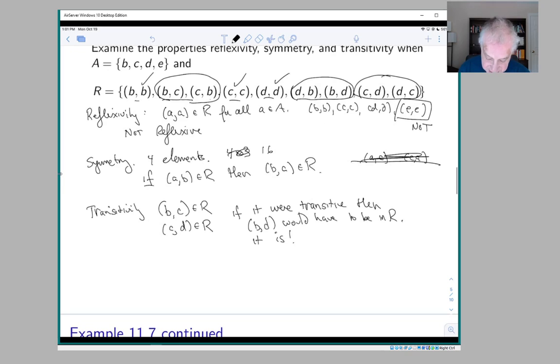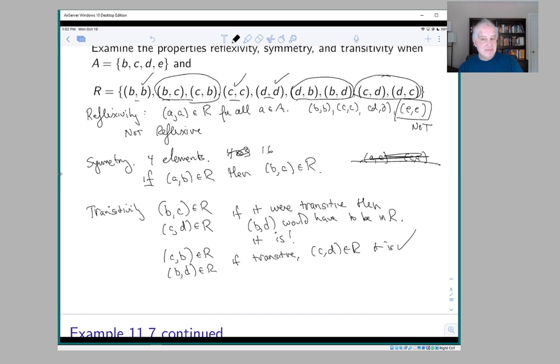We could do another one just to see, what about CB? Well, CB is in R, and BD is in R. And so if it were transitive, CD has to be in R. And it is. So we did 2 quick checks, and we didn't have any reason to believe it's not transitive. But if you remember our first example with reflexivity, had we stopped there, we would have said, well, BB is in there and CC is in there, and we might not have found the fact that EE is not in there. So we have to do more.